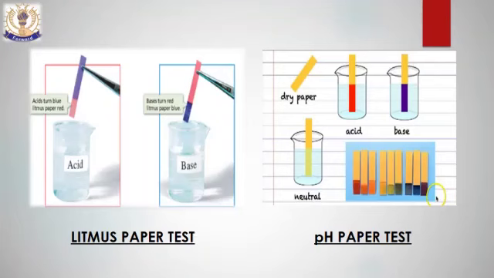These are the clear pictures of litmus paper and pH paper and how they are changing their colors in acidic and basic solutions.